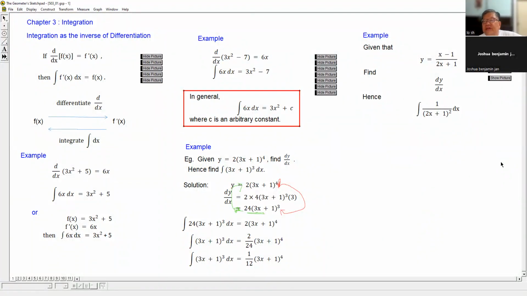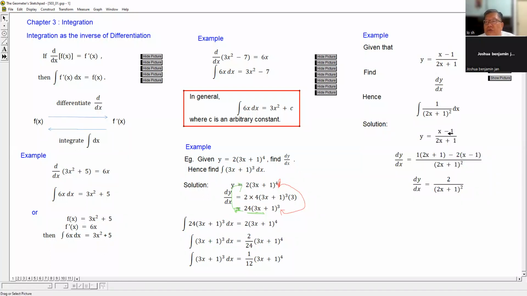The next question is, they give you the function y. Then ask you to find dy dx. After you find dy dx, they ask you to integrate this thing. So altogether, you need to do 2 things. First thing is to find the dy dx. The second thing is to integrate this. Do you remember how to use the quotient rule to differentiate this?